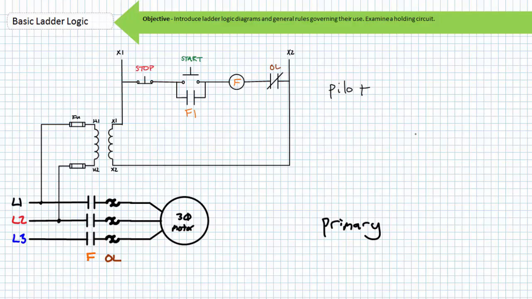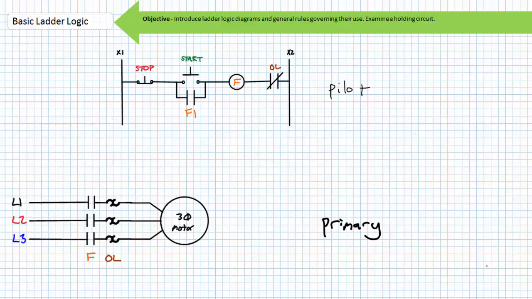If one was to draw both the pilot and primary schematics using the same diagram, ordinarily the pilot low voltage ladder logic diagram is drawn in thin lines, and the primary high voltage schematic is drawn in thick lines. I tend to find this method a little busy and confusing, so I ordinarily draw the pilot and primary schematics separately. Realize the primary and pilot schematics are linked via magnetic or mechanical means.